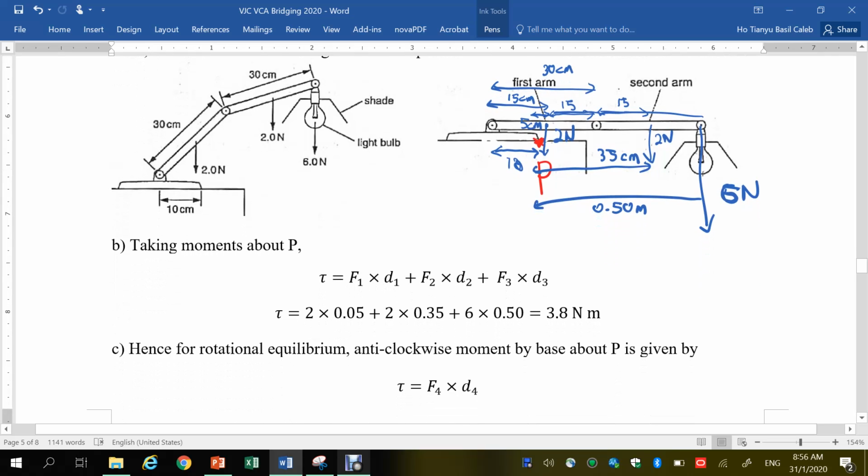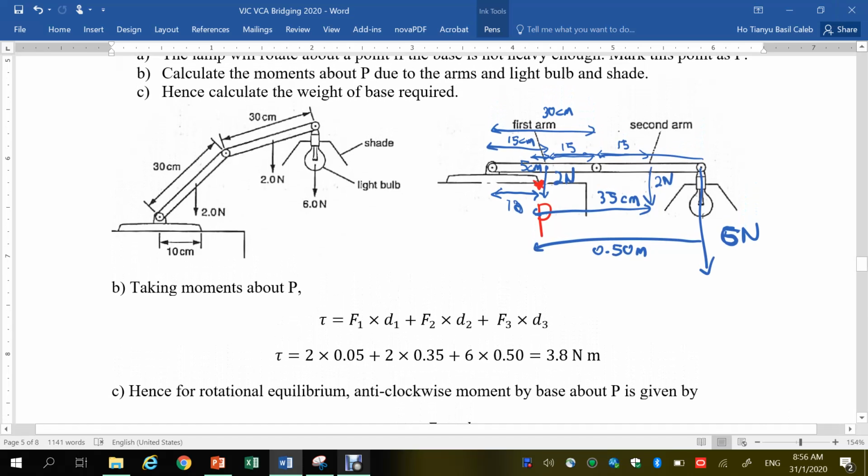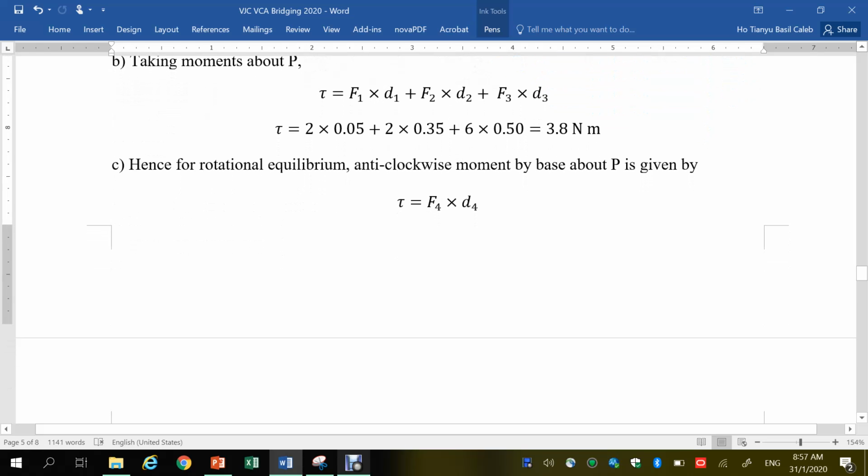Right, the first one, the force is 2 newtons. The distance is 5 cm, which is 0.05 meters. The second force of 2 newtons is 35 cm away, so 0.35. The last one is 6 newtons and half a meter away. So the value of the moment is 3.8 newton meters. Right? So once you have that, you can solve part C. Hence, calculate the weight of the base required to keep it balanced. Well, the weight of the base must provide a moment to keep it in equilibrium.